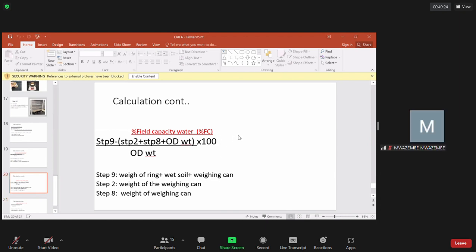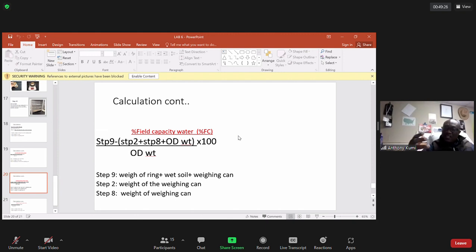So in the worksheet that you are given, there are step-by-step procedures by which you can calculate the weight of the saturated soil, or the saturated moisture condition, field capacity moisture condition, hygroscopic coefficient moisture condition, and oven dry. Then from there, you can calculate everything.